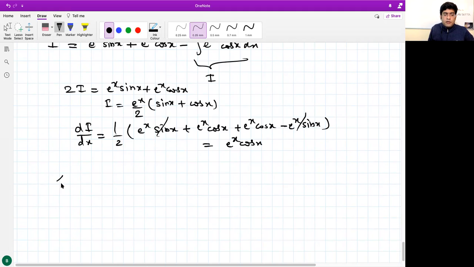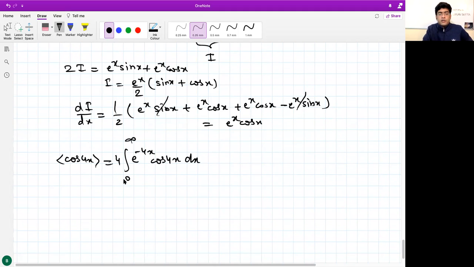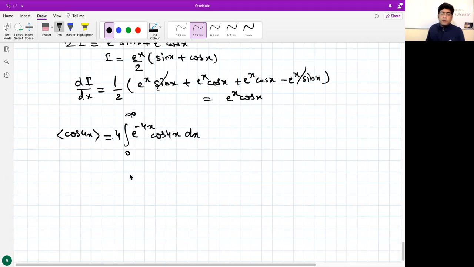So we have cos 4x. Okay, so let's write down the integration. This is the integral of e^(-4x) cos 4x dx, from 0 to infinity. All right, if you use the Laplace transform, it's very simple, but Laplace transform takes time to learn. So if you don't know Laplace transform, you can do it like that. So just write down the functions. This is e to the power minus 4x. This is the integration.